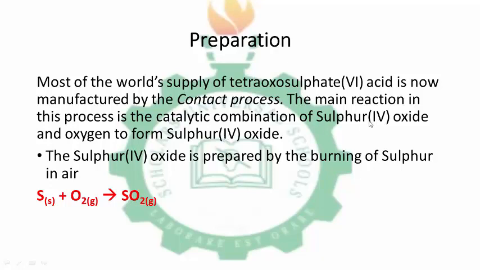Now, this is sulfur 4 oxide. This should be sulfur 6 oxide. The sulfur 4 oxide is prepared by burning sulfur in air. We know this, and I've talked about the preparation of sulfur 6 oxide before.